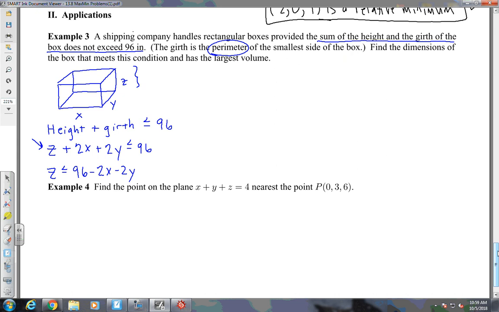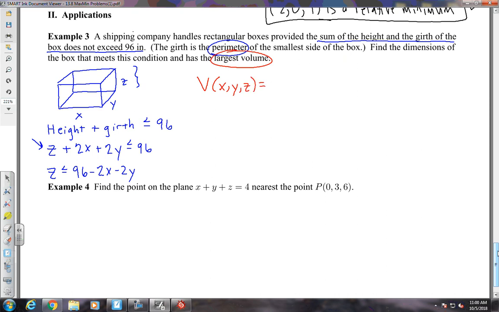What is it that we are trying to maximize? The problem says we want the biggest possible box, the largest possible volume, so we can pack it with the most amount of stuff, but still stay within these parameters. So let's write a function describing the volume of this box.